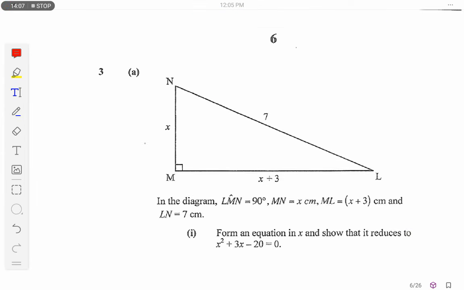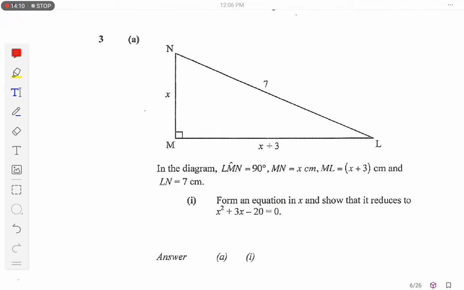Okay, let's move on. Now we are on question number 3. They are saying on this diagram, we have got angle LMN is 90 degrees, MN is equal to x centimeters, ML is x plus 3 centimeters, and LN is 7 centimeters. Then they are saying form an equation in x that shows that it reduces to that form there.